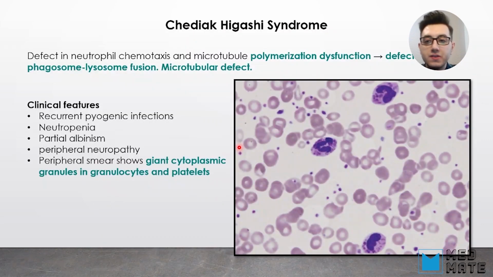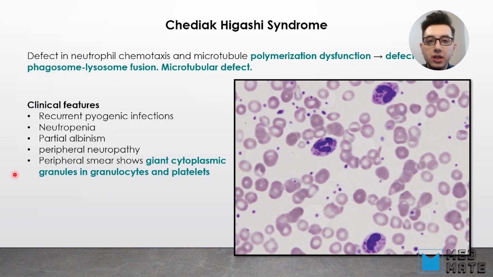Clinical features that you can see here are recurrent pyogenic infections because the lysosome cannot fuse with the phagosome, and also neutropenia, partial albinism, and that's because, you know, in our skin, melanocytes produce melanin, but because of the microtubule defect, these melanin cannot find their way. We cannot traffic this melanin to the part of the tissue to represent it, and that leads to partial albinism. Also, peripheral neuropathy is another clinical feature of that.